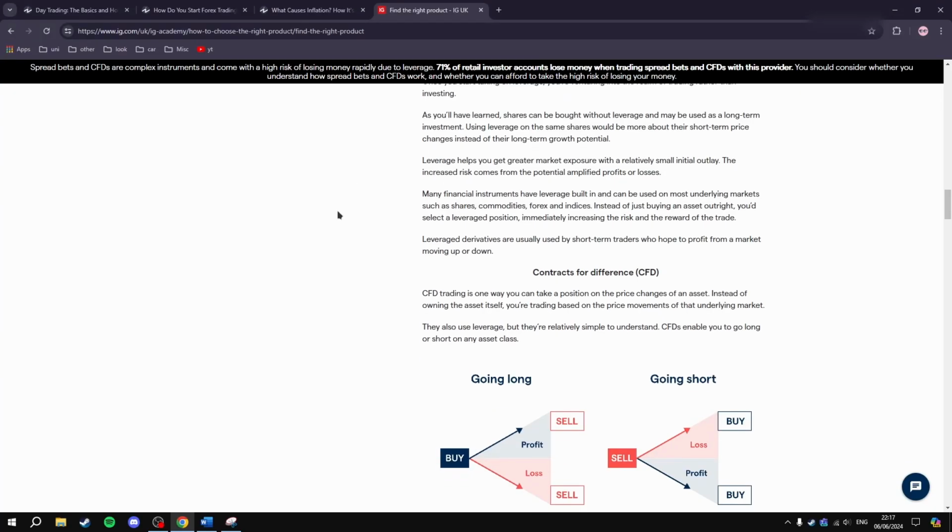As you have learned, shares can be bought without leverage and may be used as a long-term investment. Using leverage on the same shares would be more about their short-term price changes instead of their long-term growth potential.